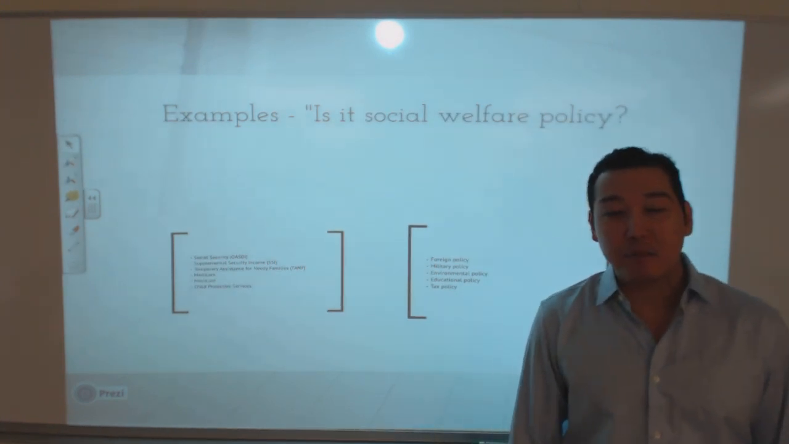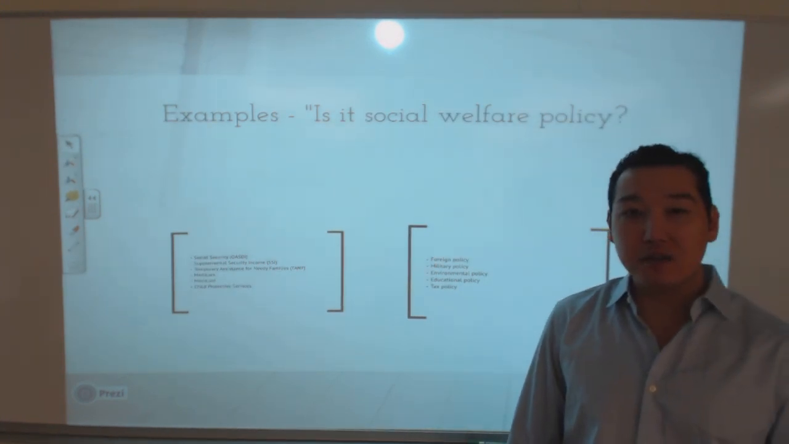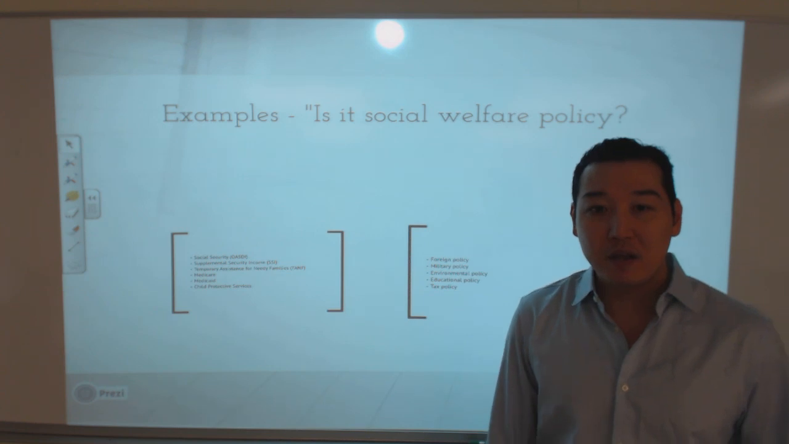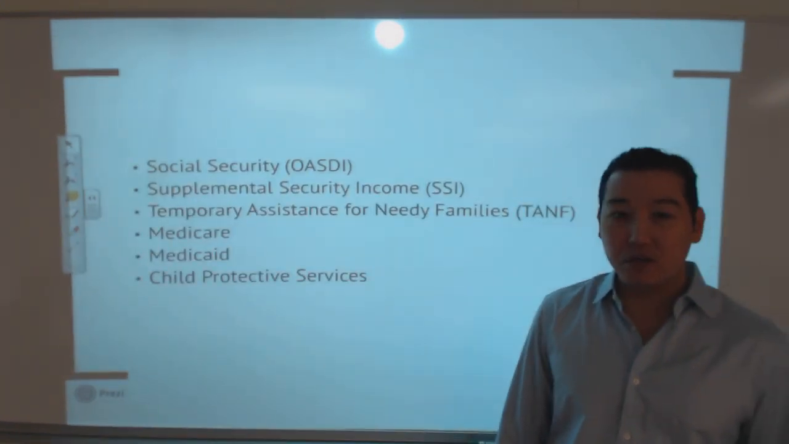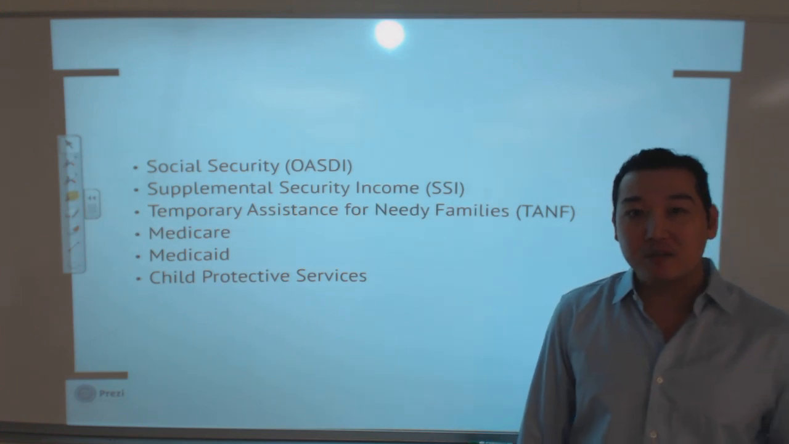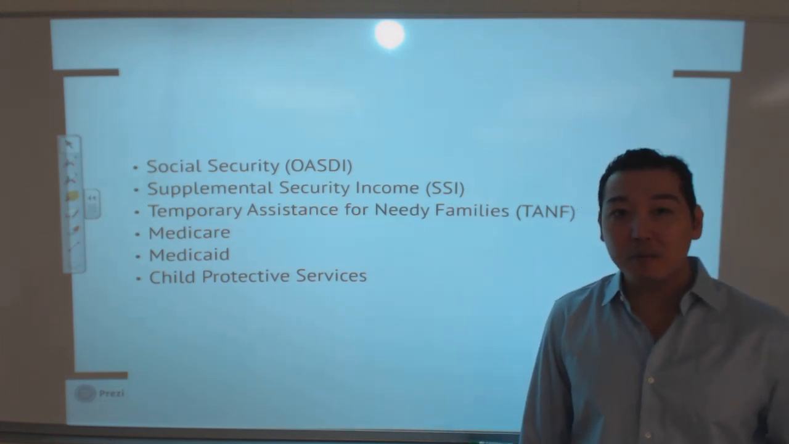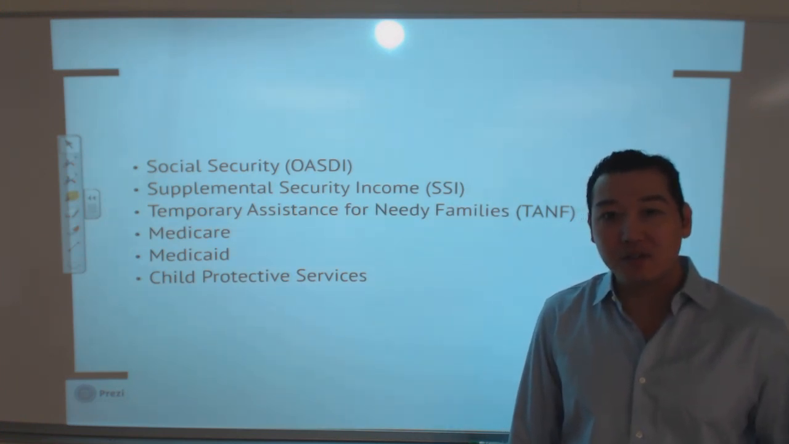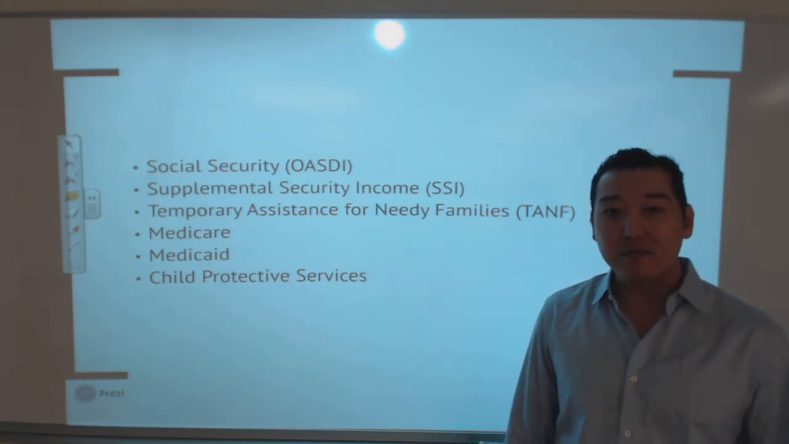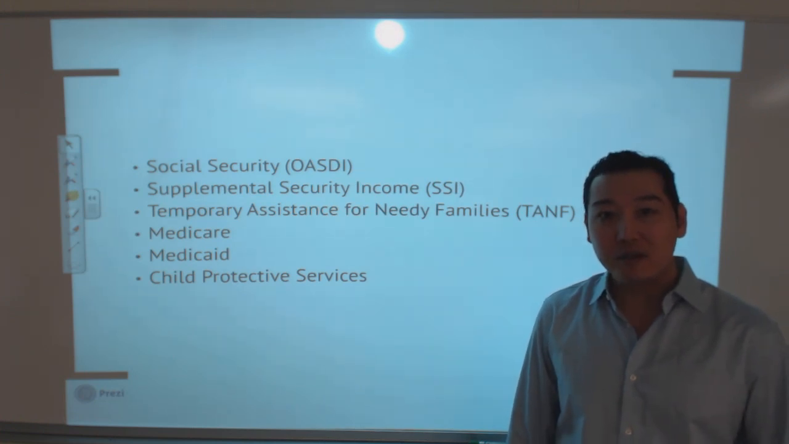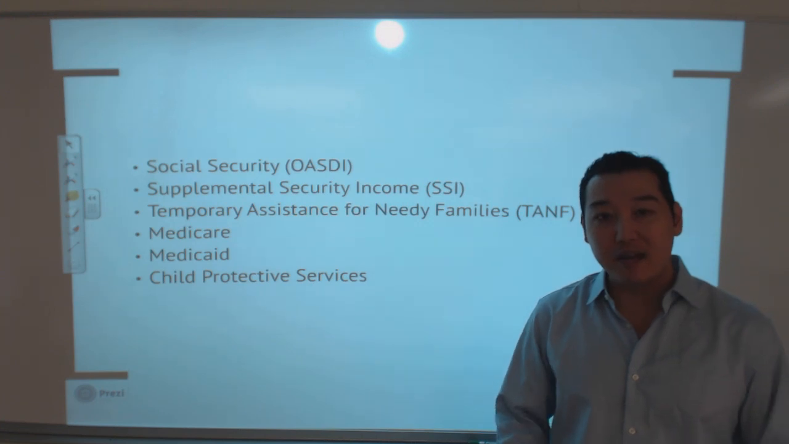So let's look at some examples of some public policies, and see if they fall within our definition of social welfare policy. So first, we'll look at Social Security. In parentheses, you see there the formal name is Old Age, Survivors, and Disability Insurance, and then the acronym OASDI. This is a program for retirees, their survivors, and persons with disabilities who have contributed over their lifetime. They've paid their FICA taxes.